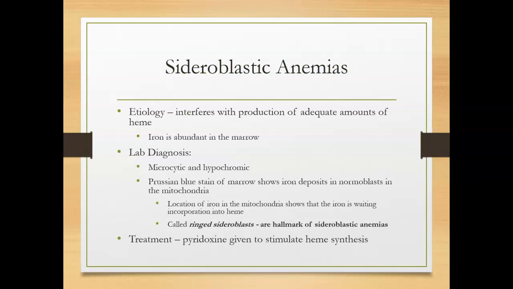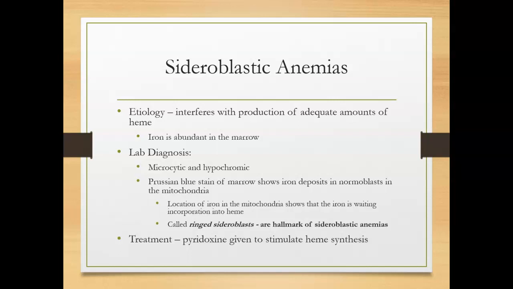And the third one we'll talk about today is the sideroblastic anemia. Sideroblastic anemia interferes with the production of adequate amounts of heme. So the iron is totally abundant in the marrow. It's just not able to go where it belongs. So the lab diagnosis of this one, we see a microcytic hypochromic anemia under the microscope. We would do a Prussian blue stain of the bone marrow, and that would show iron deposits in the normoblasts in the mitochondria, whereas in chronic inflammation, we would find it in the macrophages.